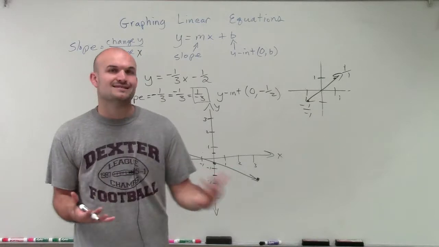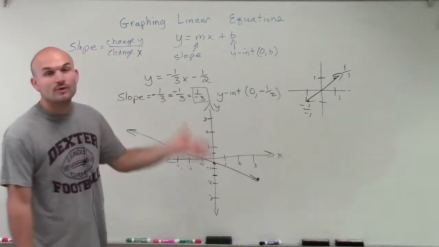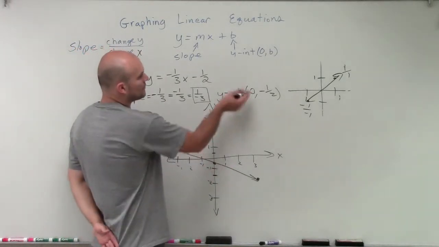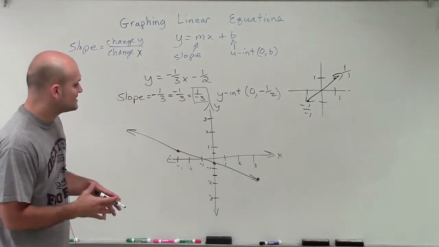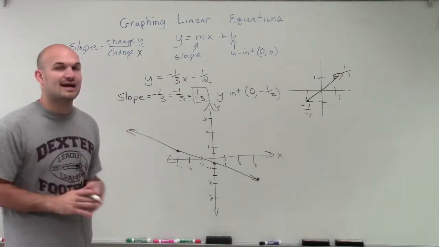I'm not going to get into estimating the x-intercept. We'll show you how to do that at a later time. For right now, you can see that my y-intercept is 0, negative 1/2, and my graph continues indefinitely in the positive and the negative direction.